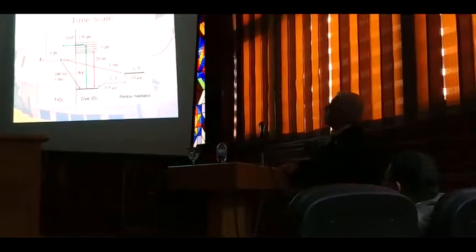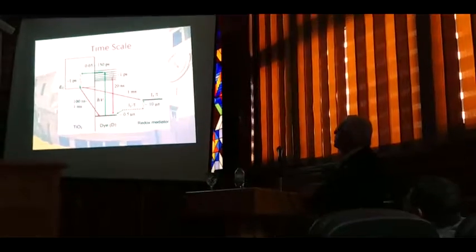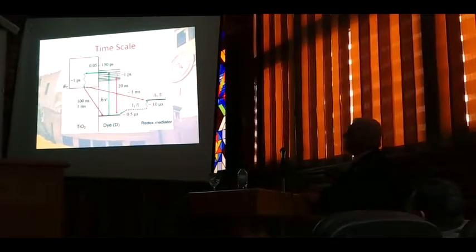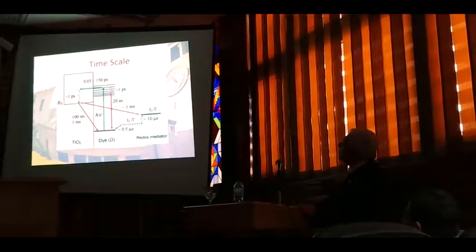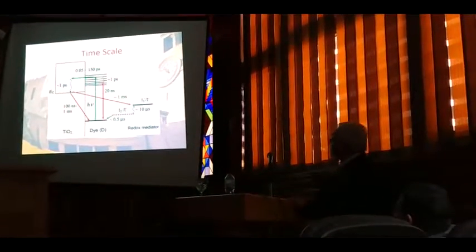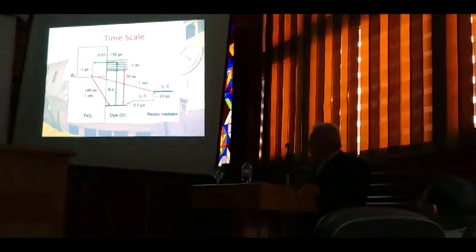This is the time scale we are talking about. In colors, we want the green to be superior over the red. The red path is the deactivation here, or the recombination in any way. But the green one is the only way which we need to have.